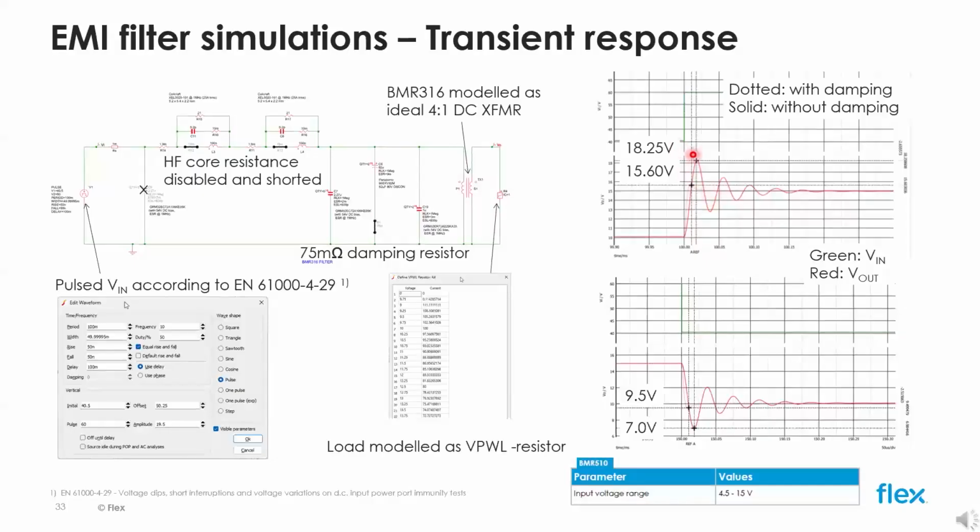The transient response without damping has severe over and undershoot behavior, to the point that the voltage presented to the input of the downstream voltage regulator exceeds its maximum input voltage of 15 volts. Damping fixes the problem, but not completely. A small 0.6 volts overshoot is still present. So, do we really have a problem here?